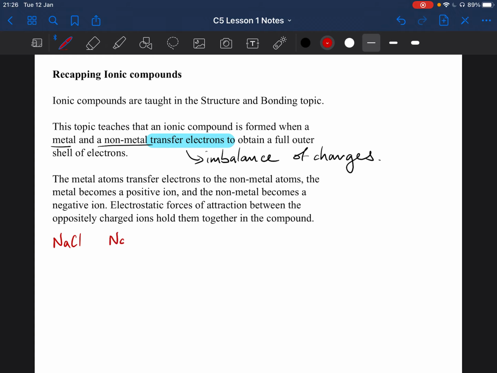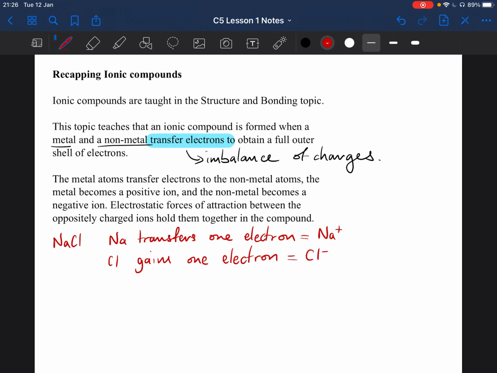What happens is sodium transfers 1 electron. And because of that, it becomes an Na plus ion, a 1 plus. When that electron is removed, it goes over to our chlorine and it gains that 1 electron. And our chlorine becomes a Cl minus.